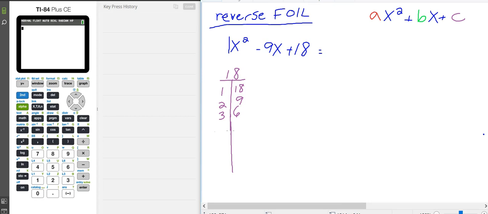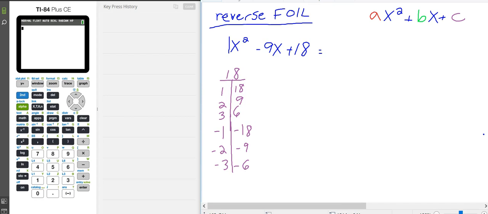What if we would do negative 1 times negative 18? Are those factors of 18 also? And yes, they are, because negative 1 times negative 18 is also positive 18. How about negative 2 times negative 9? Those are also factors of 18 because negative 2 times negative 9 is also positive 18. How about negative 3 and negative 6? Because negative 3 times negative 6 is also positive 18.